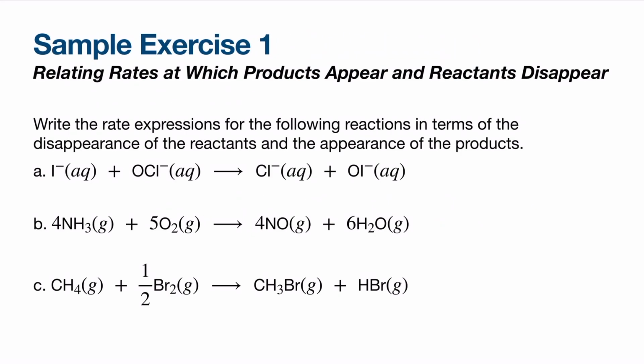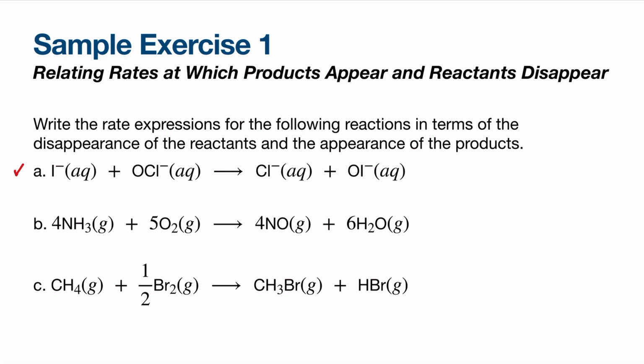Now, let's have an example. Write the rate expressions for the following reactions in terms of disappearance of the reactants and the appearance of the products. To express the rate of the reaction in terms of the change in concentration of a reactant or product with time, we need to use the proper sign, either minus or plus, and the reciprocal of the stoichiometric coefficients.